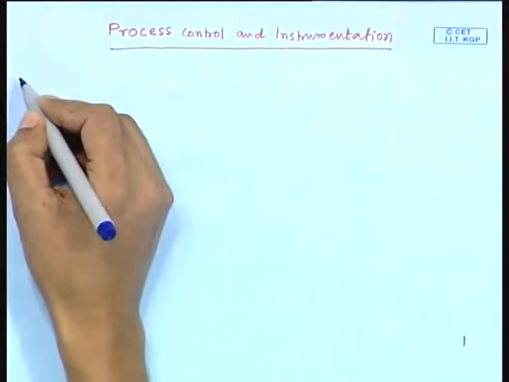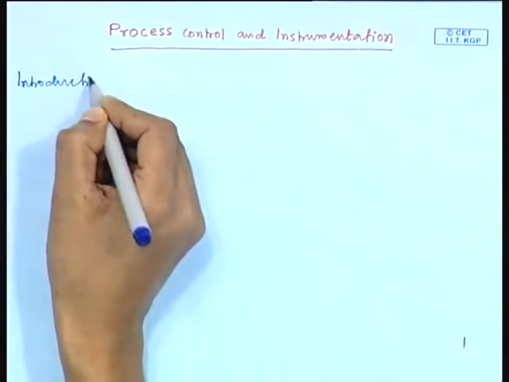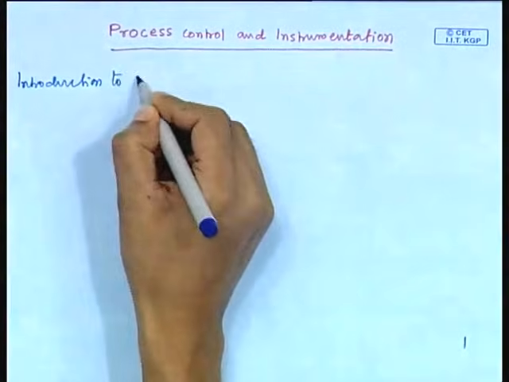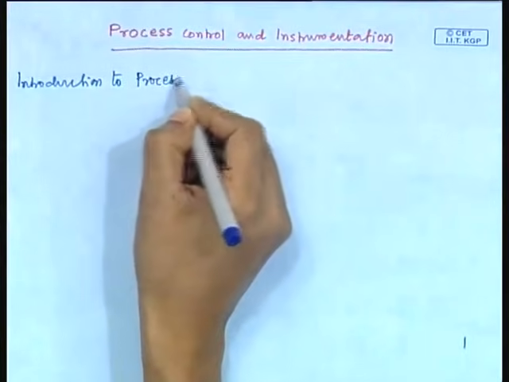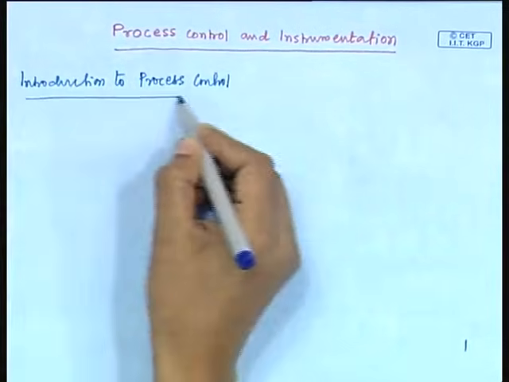The name of this course is Process Control and Instrumentation. Initially, we will cover the process control and then the instrumentation course. So, the first topic is Introduction to Process Control. This topic we will cover first.